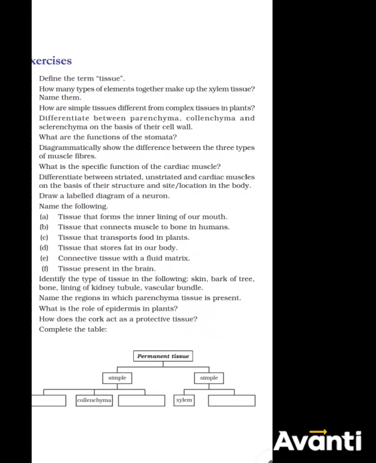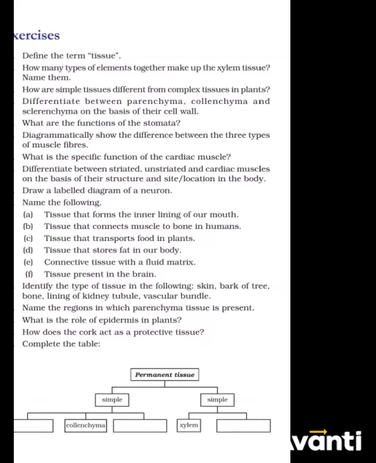So what is the major difference between simple and complex tissues in plants? How are they different from each other? Yes, anyone else want to answer this question? How are simple and complex permanent tissue different from each other?